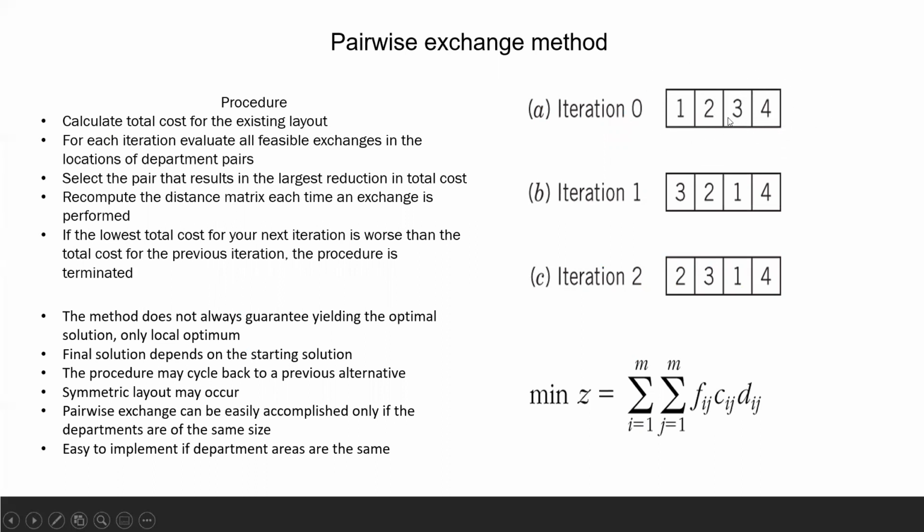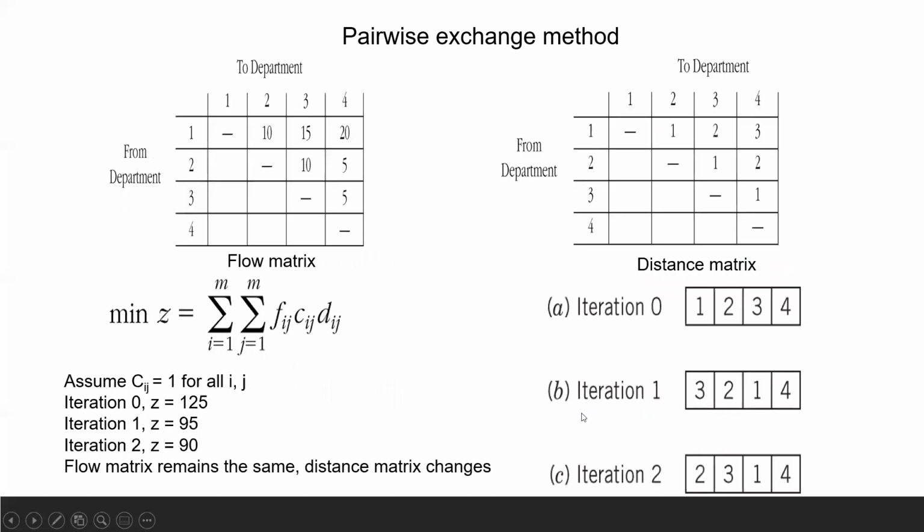Ito po yung ating initial layout, 1, 2, 3, 4. Ngayon, pag change mo, meron kang bagong layout. Pag change mo ulit sila, meron kang another layout. Magpatuloy-tuloy hanggang sa ma-minimize natin yung total cost. Example, this is the problem to chart. Ito po yung values niya, and then ito po yung flow or frequencies, and then ito yung distances. So, 1, 2, 3, 4.